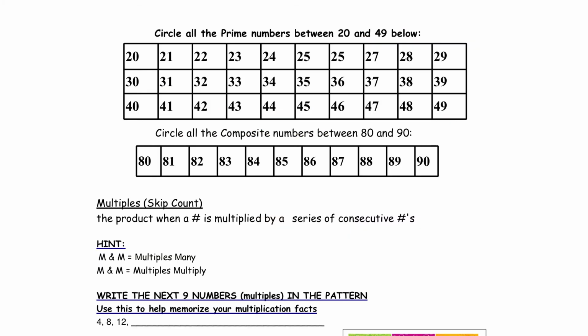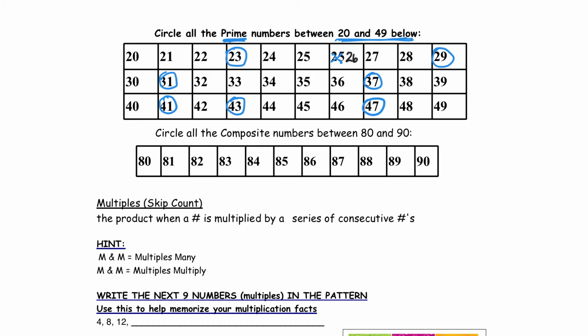So in your workbook on the next page, the directions say, circle all the prime numbers between 20 and 49 below. So you're going to go through and circle only the prime numbers. Pause the video now and try it on your own. Good luck! And there you have all the prime numbers between 20 and 49.